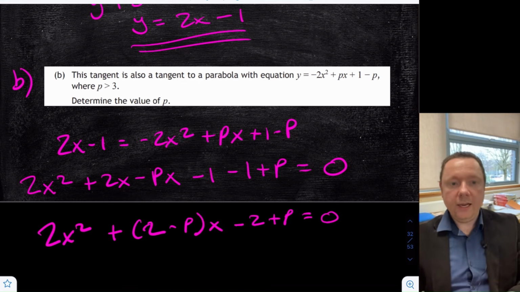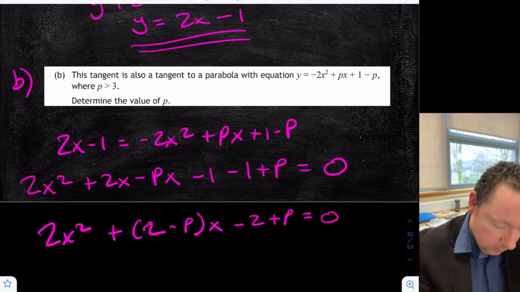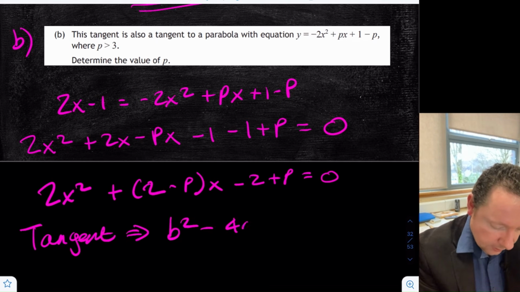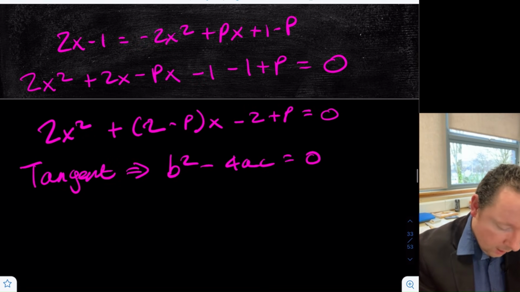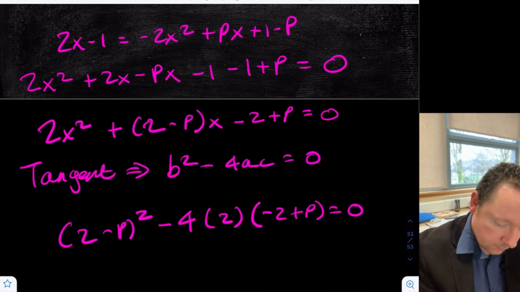So we've got a quadratic, but when you get a quadratic, it only has one solution, or it only touches at one point when the discriminant equals 0. So tangent, therefore b squared minus 4ac equals 0. So our b is 2 minus p, so (2 minus p) squared minus 4 times a times c, which is minus 2 add p, equals 0.